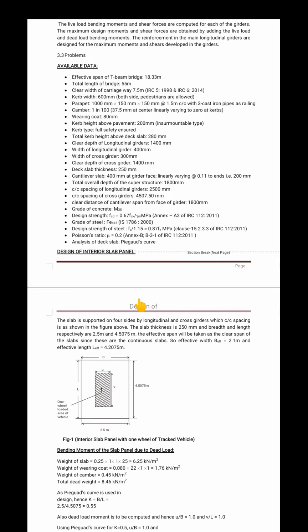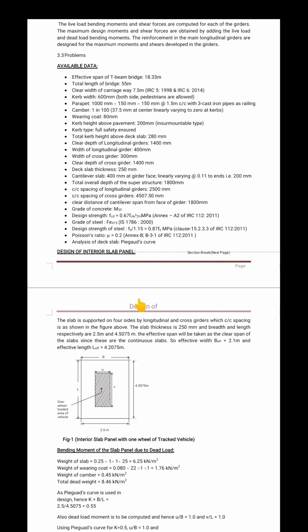We'll read out the problem statement here. The effective span of the T-beam bridge is 18.33 meter. And the total length of the bridge is 55 meter. Clear width of carriageway is 7.5 meters.